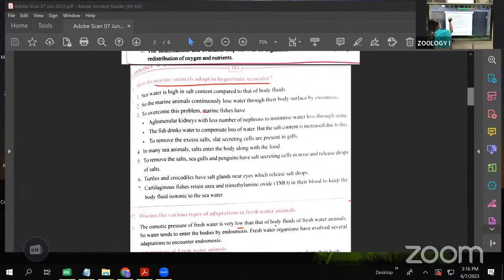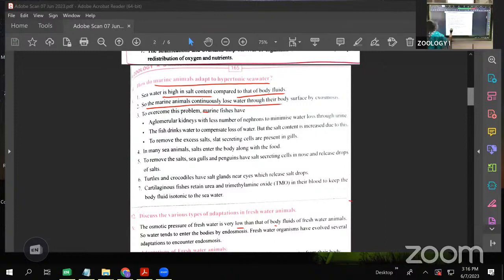Sea water, all of you know this one. Sea water is high in salt content, that's why we call it marine water. It has more salt content compared to the animal's body fluids. Clear? So the marine animals continuously lose water.